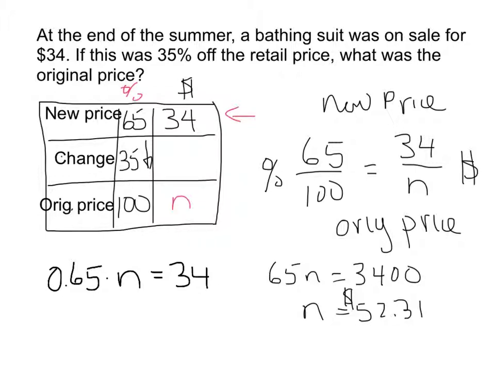So this is a good example of how you can use either a proportion or an equation to find the original price, since it's challenging to find a percentage of something that you don't know, and this allows you to do it.